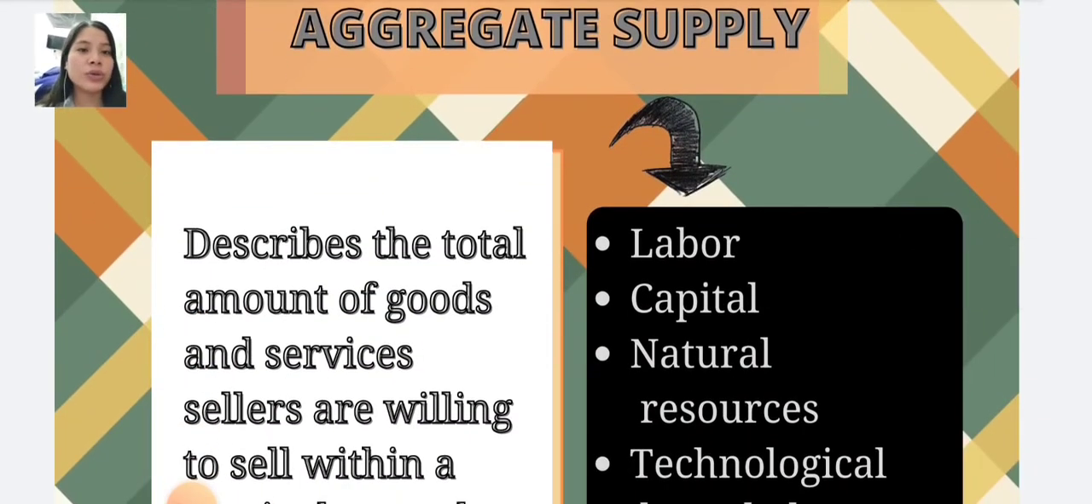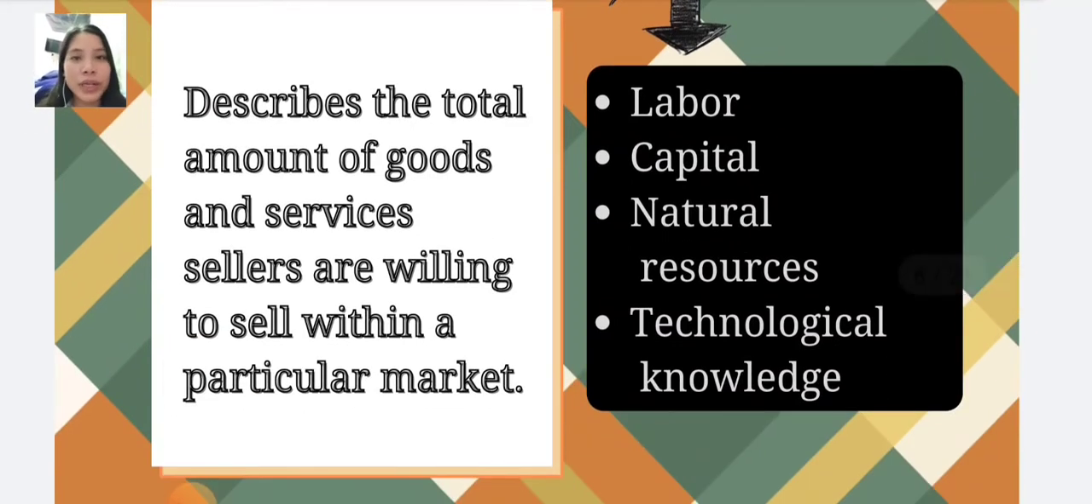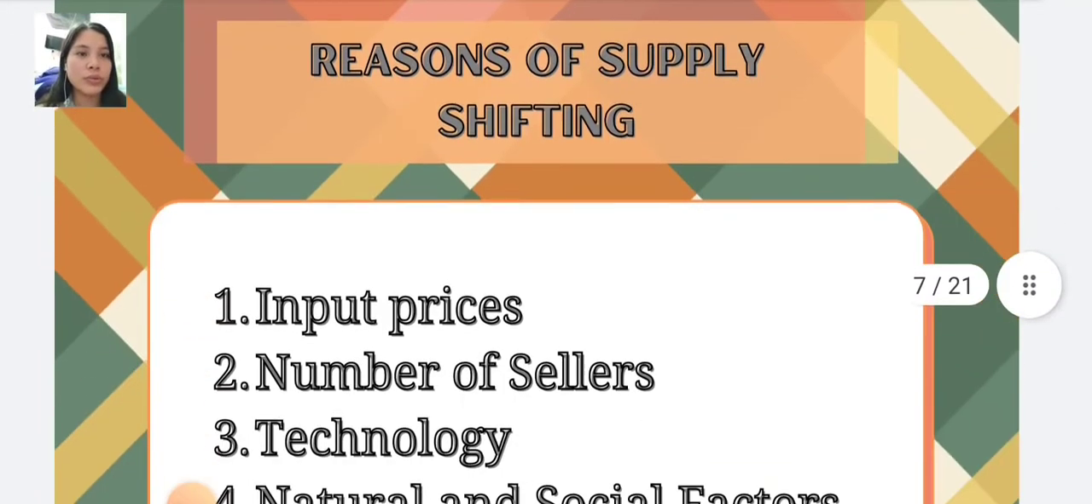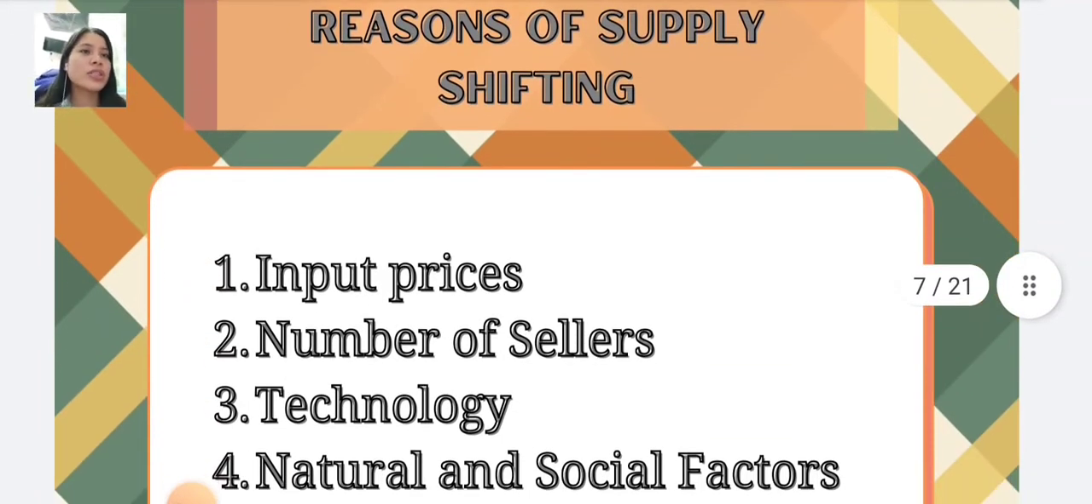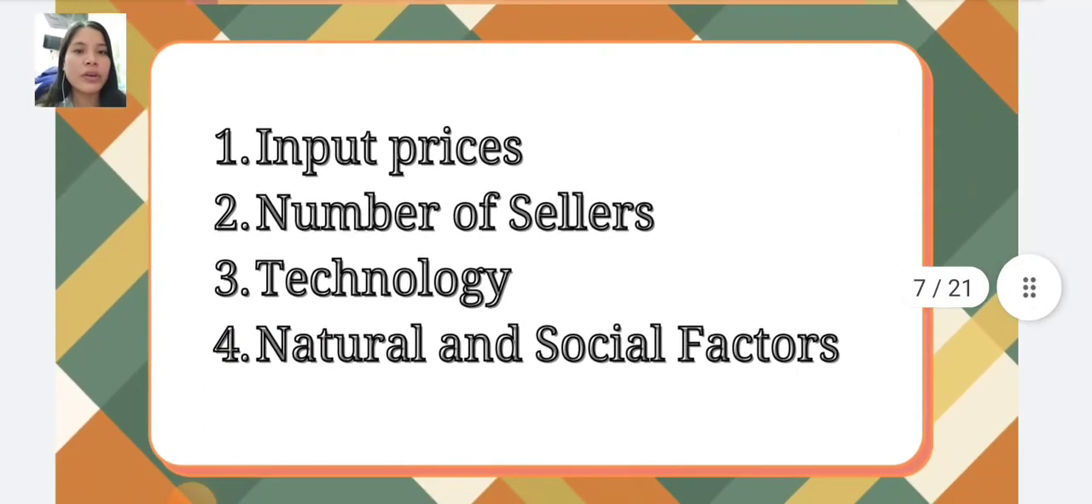Aggregate supply describes the total amount of goods and services that sellers are willing to sell within a particular market. This includes labor, capital, natural resources, and technological knowledge. Supply. So, reasons of supply shifting. What are the reasons of supply shifting? First, input prices. Next, number of sellers, technology, and natural and social factors.